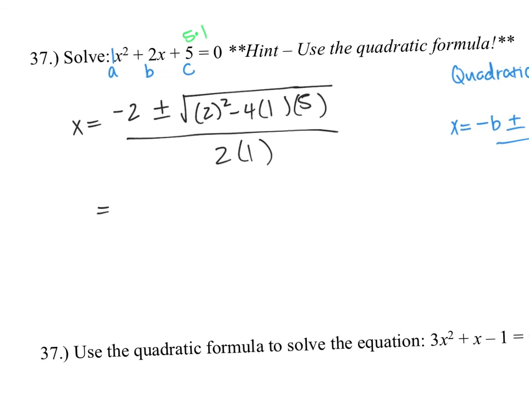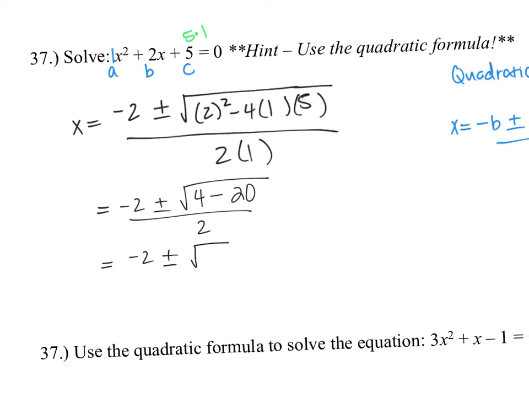If I were to work this out here, let's clean up the root. I have a negative 2 on the outside, plus or minus the square root. 2 squared is going to give me 4. We always do exponents first because of our order of operations. There's a negative sign here, so I'm going to drag that down. 4 times 1 times 5 gives me 20, all over 2, because 2 times 1 is 2. Subtracting inside the root, 4 minus 20 is negative 16.